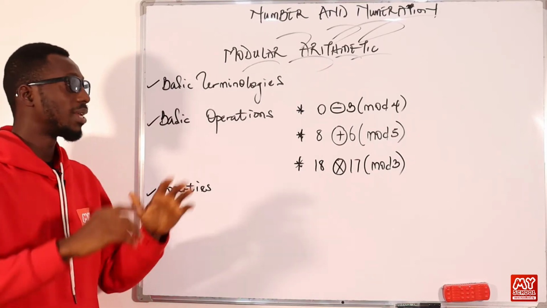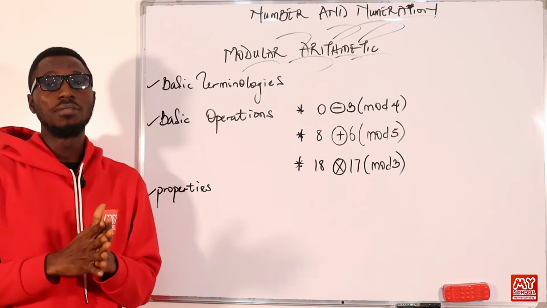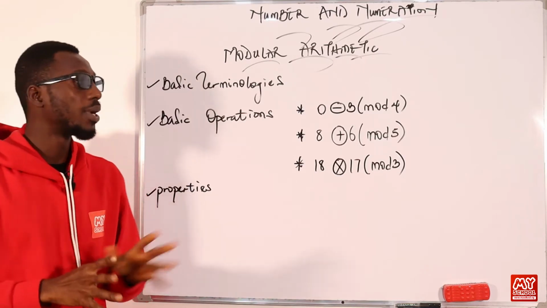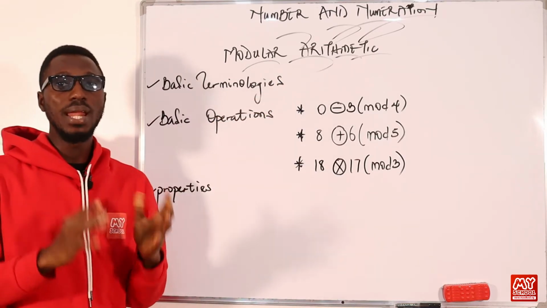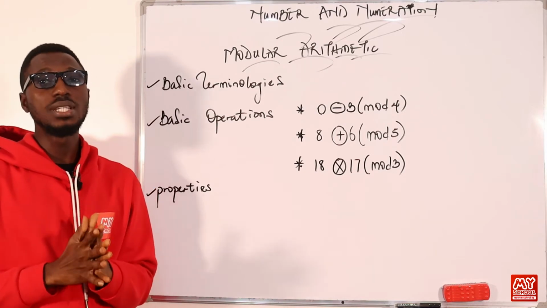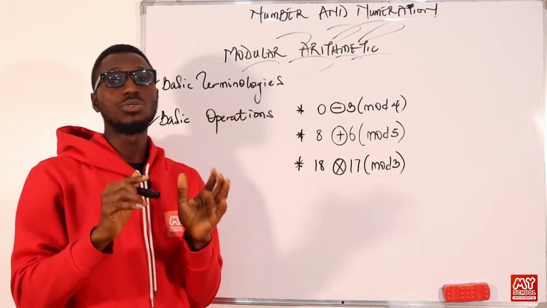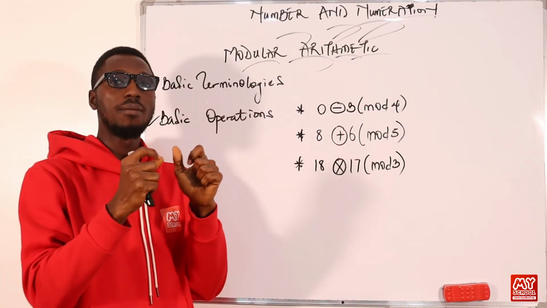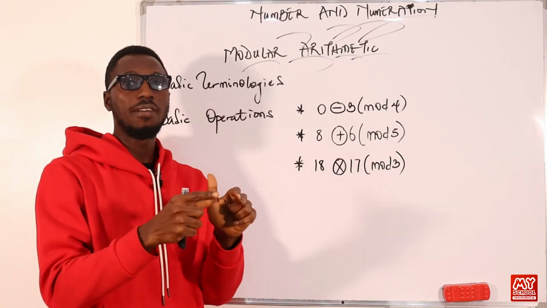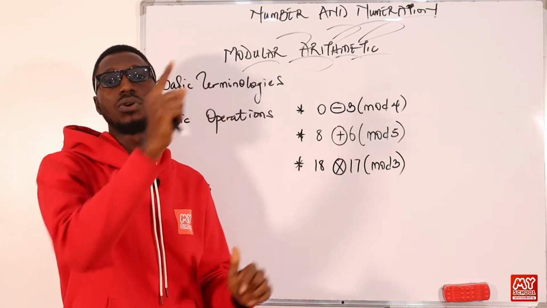So that's one of the basic terminologies that we should know when it comes to modular arithmetic: remainder. Another thing is you will see the word modulo. Modulo is talking about that particular base or value, whereby if you get to that value in that expression, you have to wrap it up to 0.